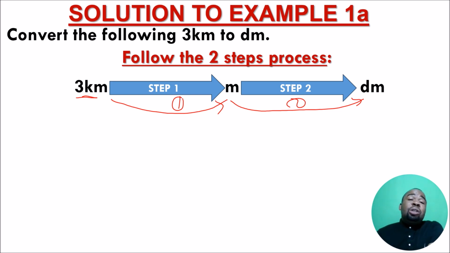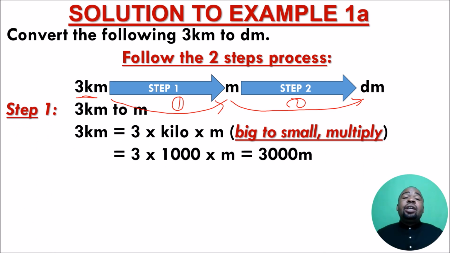So let's address this question. Convert 3 kilometers to decimeters. Step number 1, 3 kilometers to meters. We are moving from kilometers to meters. It's a multiple to a unit, and it's big to small. Then we are supposed to multiply. Multiply by what? By the factor kilo. A kilo is 1,000, or you can use 10 to the power 3. And this will give us 3,000 meters. But we have not yet answered the question. We are halfway, because the question wants us to go to decimeters.